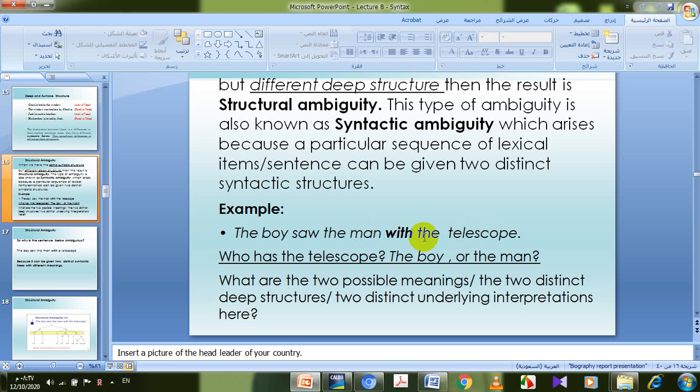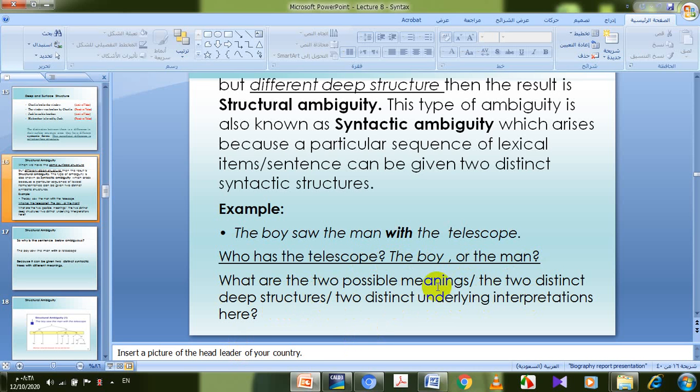So the first interpretation means that the boy was having the telescope and the boy saw the man by using the telescope, and the other interpretation is that the boy saw the man and that man had a telescope. Okay, so who has the telescope, the boy or the man? What are the two possible meanings, the two distinct deep structures, the two distinct underlying interpretations here?